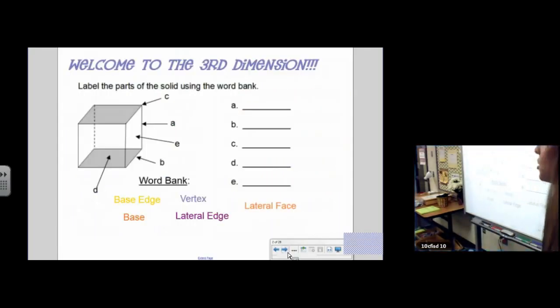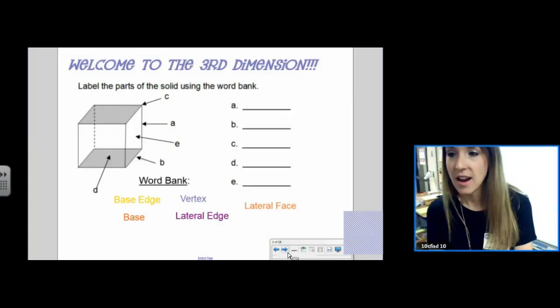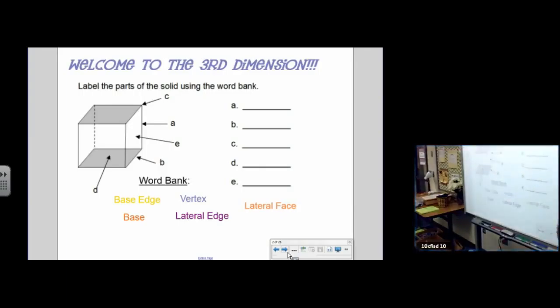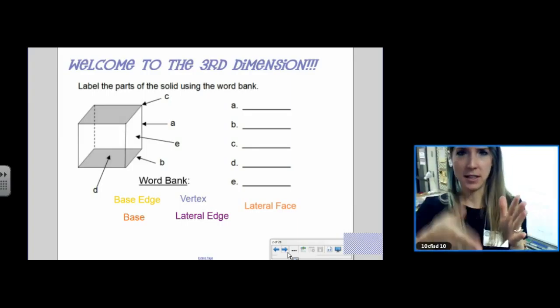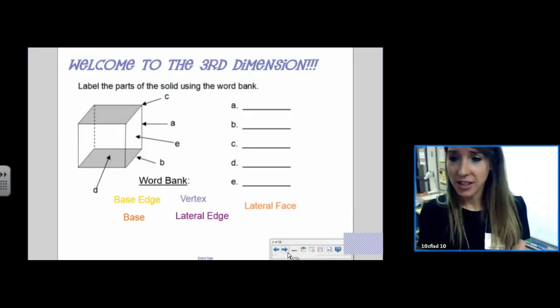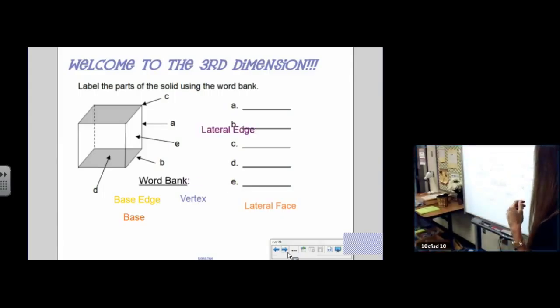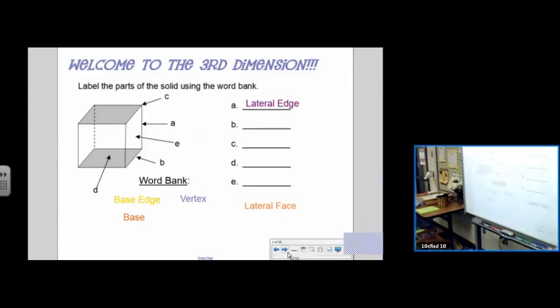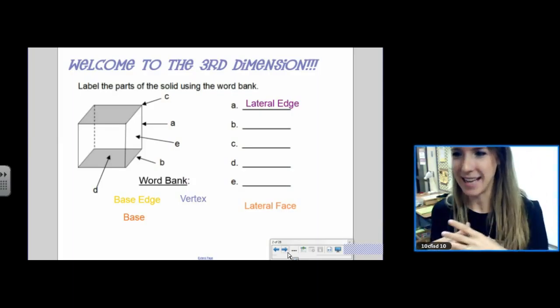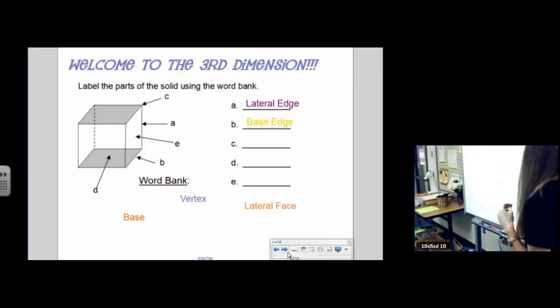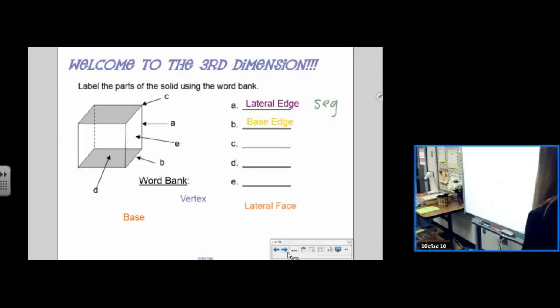All right, in your notes, please draw this figure and label the parts. Okay, let's go over these parts. A, what is A pointing to? Well, we know it's a segment, which automatically makes it an edge. And in this case, it's a lateral edge. It's not a base edge, it is a lateral edge. The only other edge up here is, of course, the base edge. That is B. The base edge is also a segment. So edges are segments. That's just good to note.